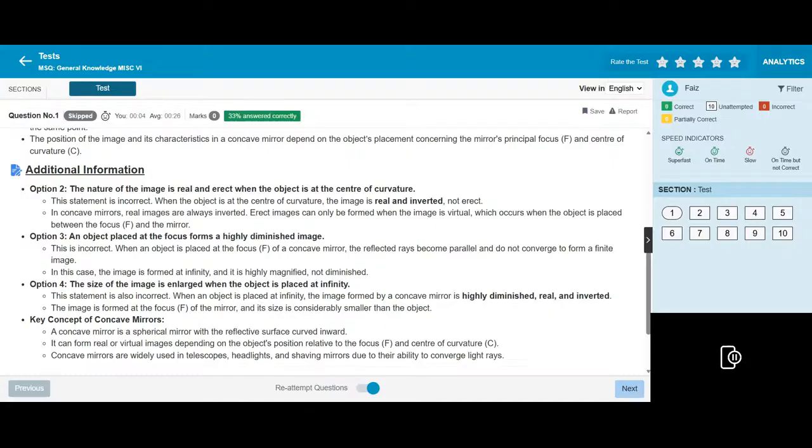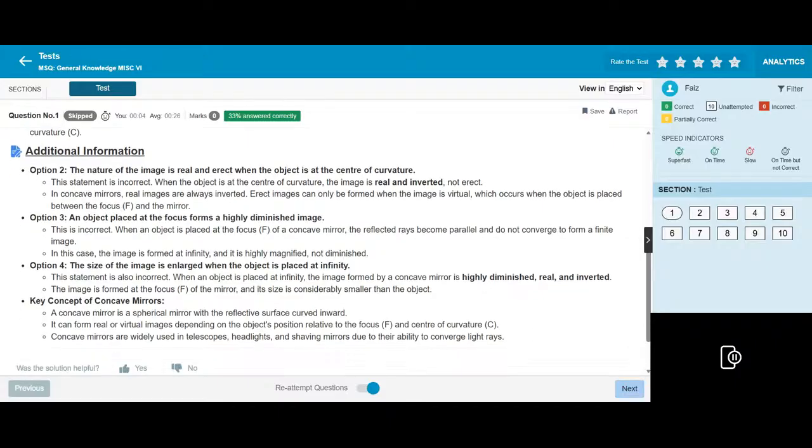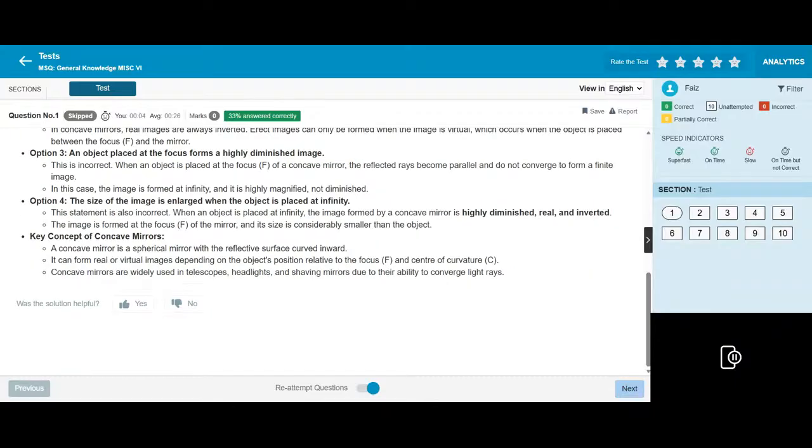An object placed at the focus does not form a highly diminished image. When an object is placed at the focus of a concave mirror, the reflected rays become parallel and do not converge to form a finite image. The image is found at infinity and is highly magnified, not diminished. The size of the image is not enlarged when the object is placed at infinity.